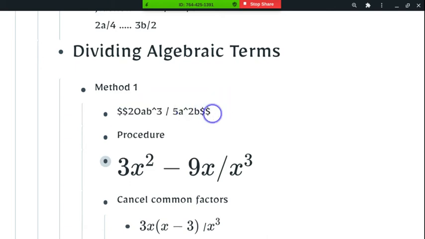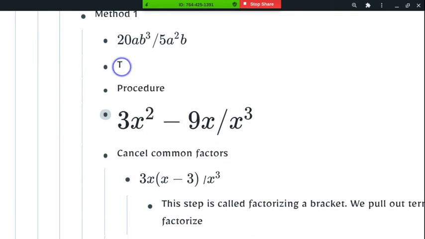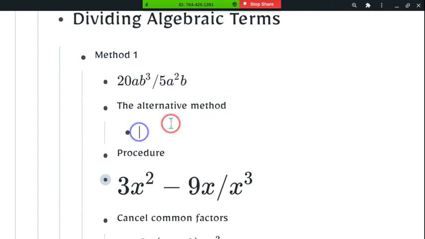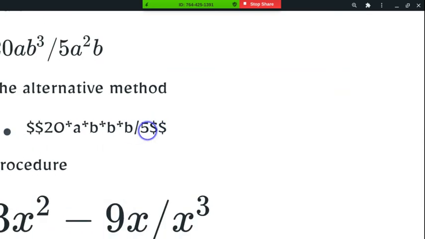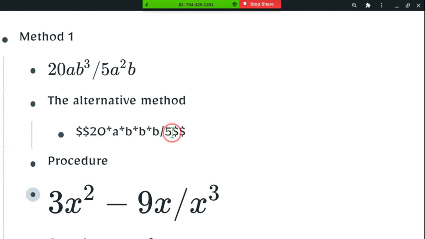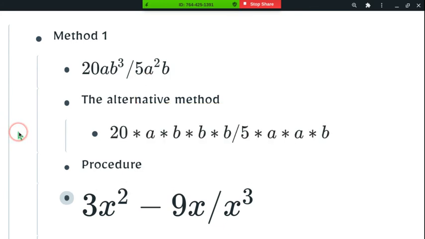Let me write it out. The alternative method, as you remember. Can anyone remember what the alternative method was? Where we only write out how many we had. So if we had 20 times a, how many b's did we have? 3. So we would say times b times b times b divided by 5. How many a's do we have in the second fraction? So we would say times a times a. And how many b's do we have? 1, right, times b.